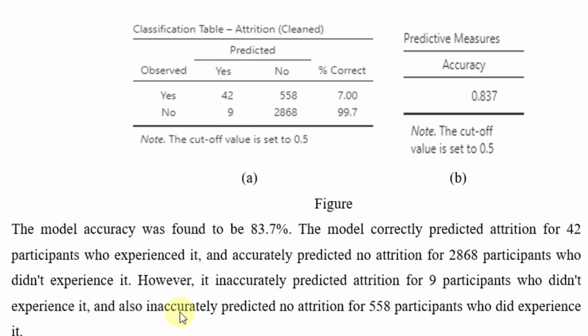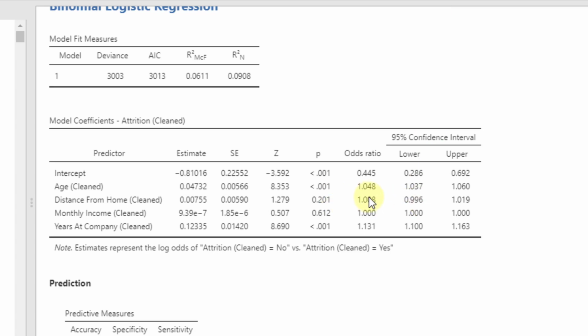Also, the model inaccurately predicted no attrition for 558 participants who actually did experience attrition. Based on this, 99.7% of the no-attrition predictions have been correctly made by the model. Further, the model accuracy is found to be 0.837, or 83.7%, which is quite high. Furthermore, as you can see for age, the lower and upper bounds of the 95% confidence interval for the odds ratio are both greater than 1, so that's okay.